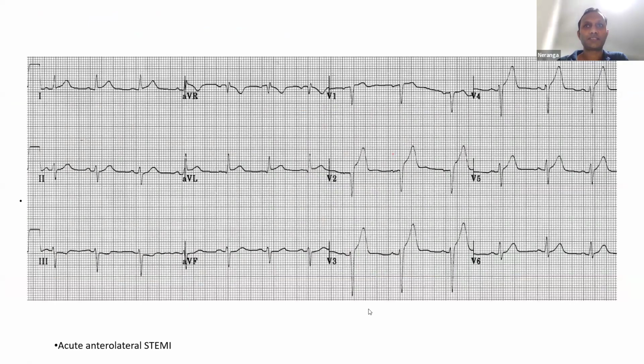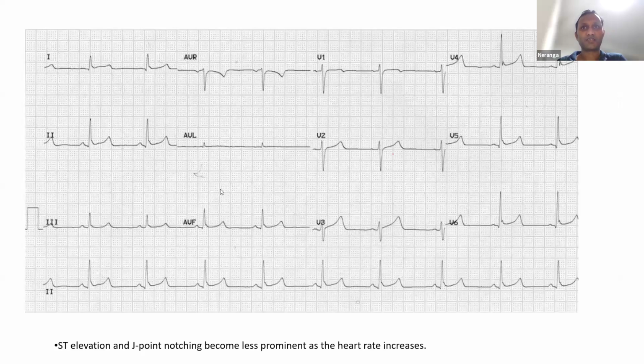So this is almost a normal-looking ECG, but if you look closely, you can see slight hyperacute T waves in the anterior leads, slight ST elevation in aVL, and marginal ST dips in lead III. So this is an evolving anterolateral STEMI. What do you think about this one?